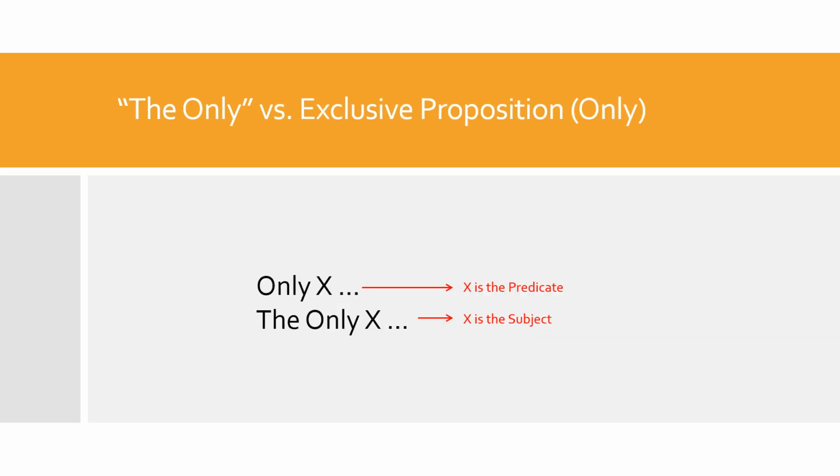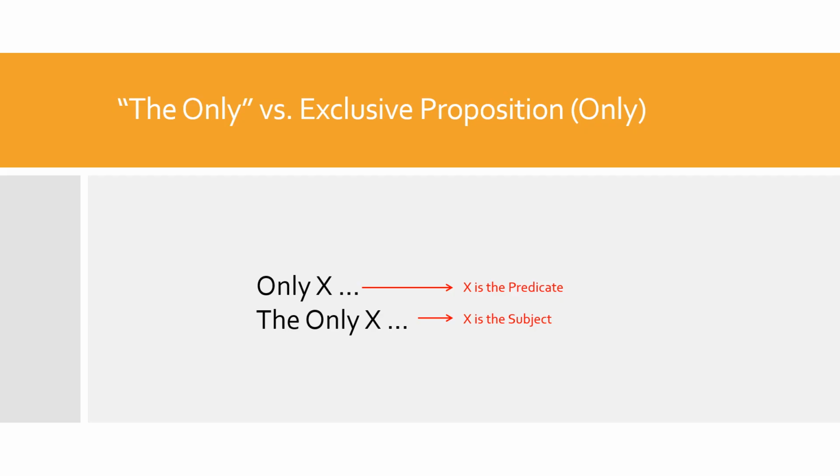So to sum up the difference between "only" and "the only", and how they would actually follow in terms of the rule. If you say "only X", then whatever X stands for should be the predicate term. In other words, what immediately follows the exclusive proposition should be the predicate of your entire statement. But when I say "the only X", X becomes the subject term. So what immediately follows "the only" is the subject. That's the basic rule between the two.